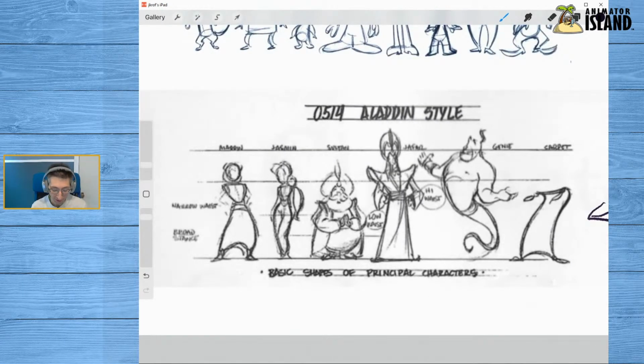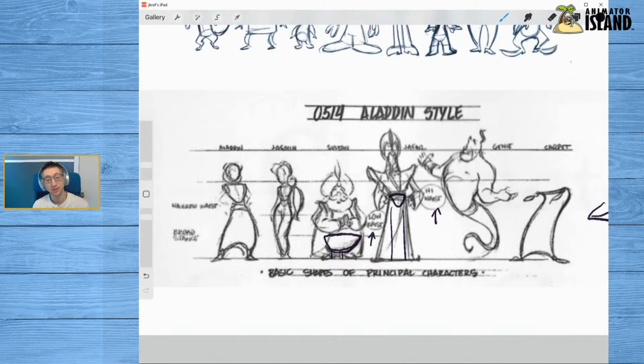But if you do look here, one thing that the actual artist noted on this sheet is that they said the Sultan has a low waist and Jafar has a high waist. And so you can see that Jafar has these really long legs after the high waist of his pelvis. And then the Sultan, whose pelvis is enormous, has almost no legs at all.